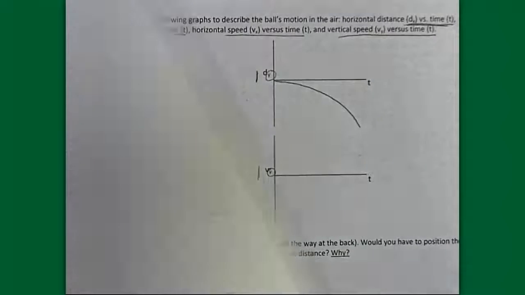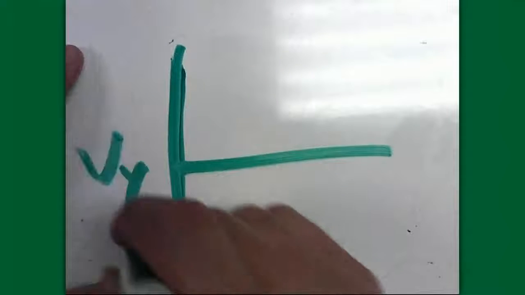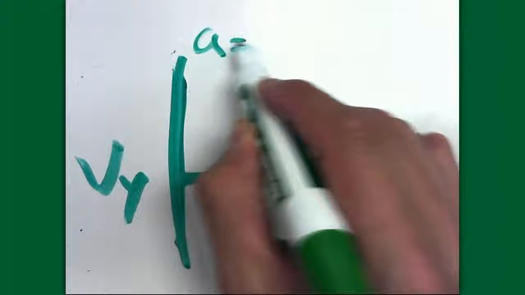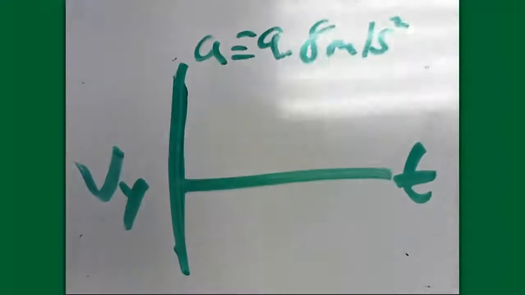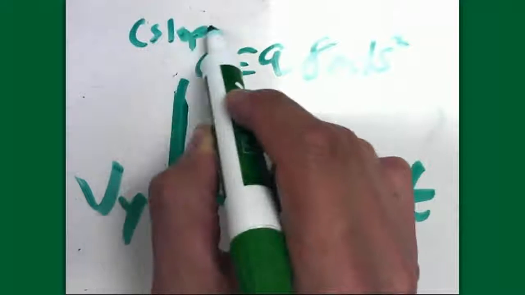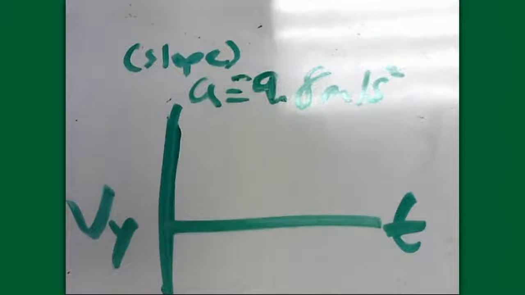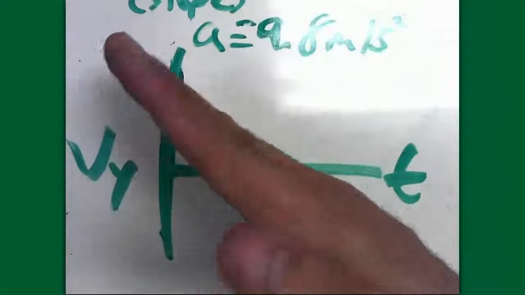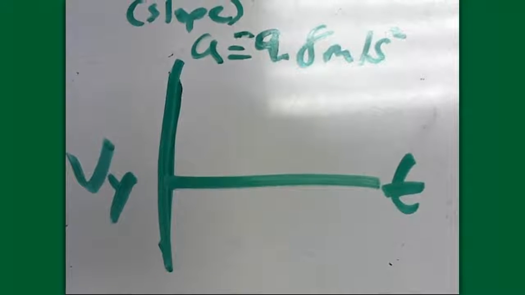In the y direction, Vy, so here's our graph again. Vy over t. In the y direction, we know that because of gravity, acceleration is negative 9.8 meters per second squared. And the slope of this graph represents acceleration. So I know that the slope is also negative 9.8. So if the slope is negative, that means the line is moving at an angle something like this. It has a negative slope. All right, so I know it's got to be moving in that direction.